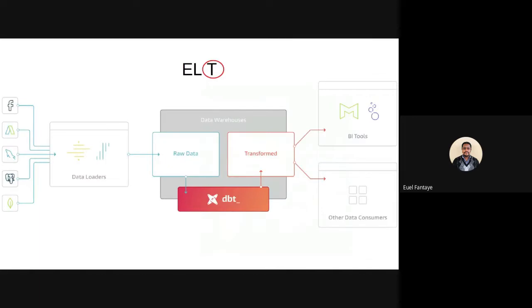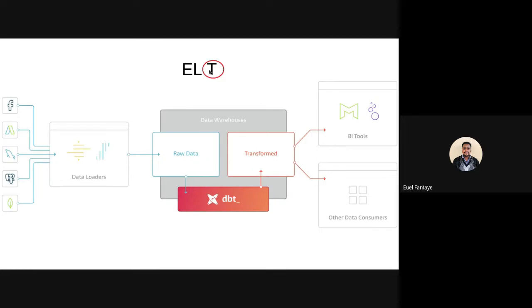DBT comes in at the transformation part, the T in ELT, because you have to first load and prepare your data in your data warehouse so that you can then transform it. As this diagram shows, you can have different raw data sources for your analysis or other needs, and you extract them and dump those raw data into your data warehouse. Now, with DBT's capability, you can transform it as many times as you want to prepare transformed data sets, which can then be consumed by, for example, BI tools or ML pipelines, for whatever reasons you are using your data set.